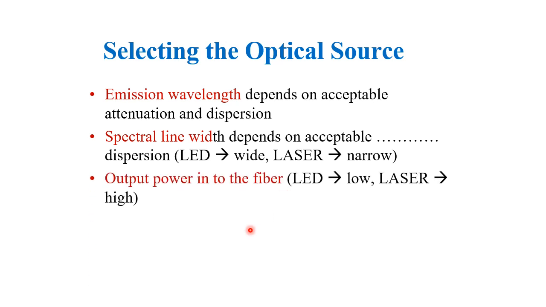The next parameter to be considered while selecting the optical source is the optical power into the fiber. What is the output optical power from the optical source to the fiber? For example, if you use an LED as the optical source, the output power from the LED is low when compared to the laser. Next are stability, reliability, as well as cost. These are all the factors to be considered while selecting the optical source.